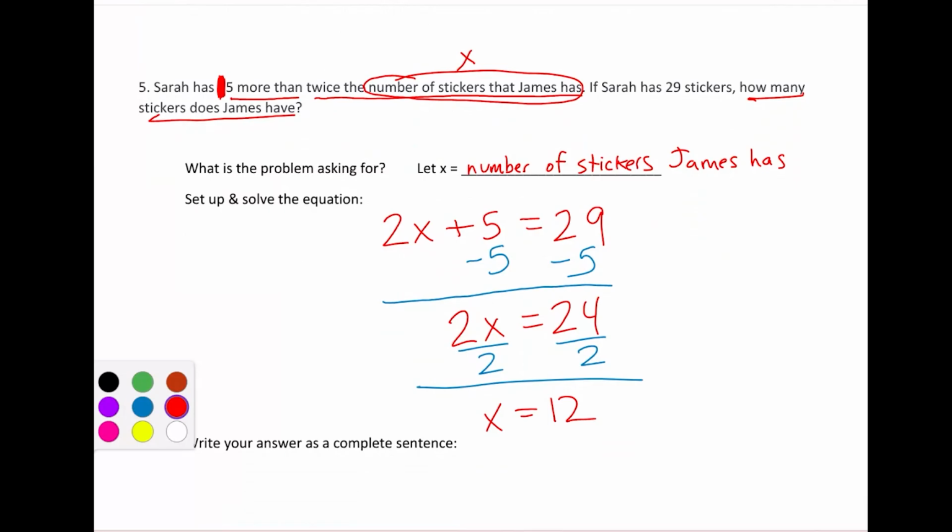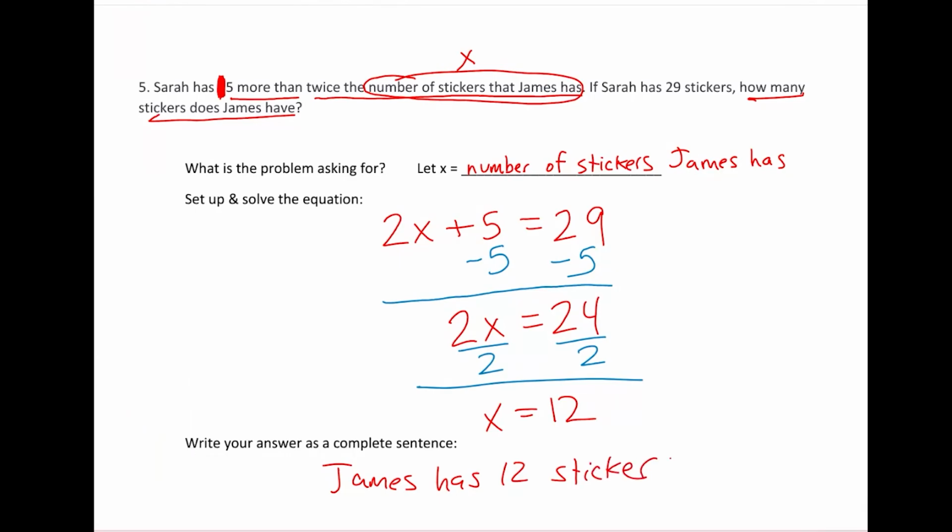But you do want to be able to answer the question in the context that it's being asked. So in other words, okay, x equals 12, but what does that mean? The question that's being asked is how many stickers does James have? So that's how we want to answer the problem. We want to say James has 12 stickers. That way you're clearly identifying what that variable represents.